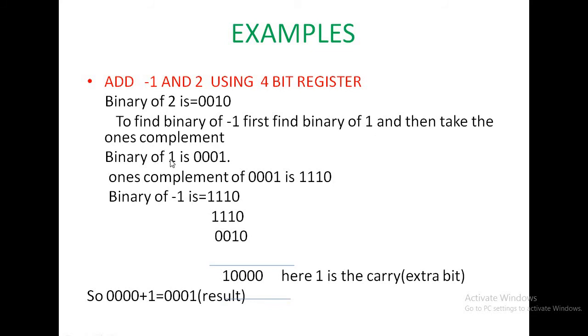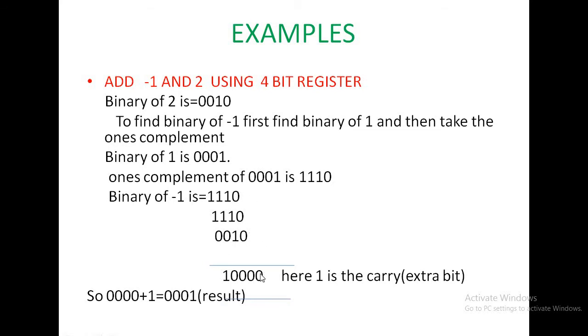The binary of 1 is 0001, 4-bit. And the ones complement of 0001 is 1110. In place of 0, I write 1, and in place of 1, I write 0. So this is the binary of -1, and this is the binary of 2. Then both the numbers are added: 1110, this is -1, and 0010, this is 2.